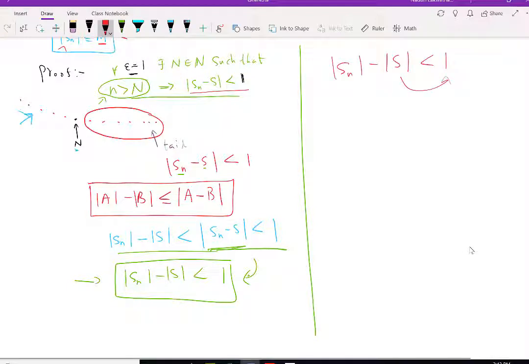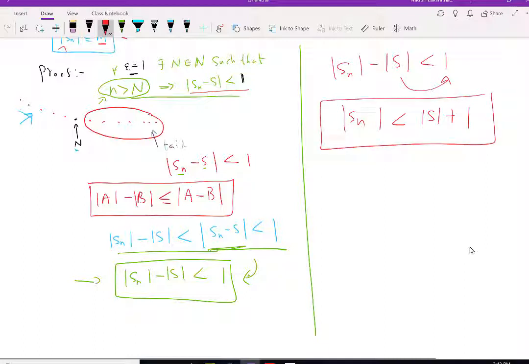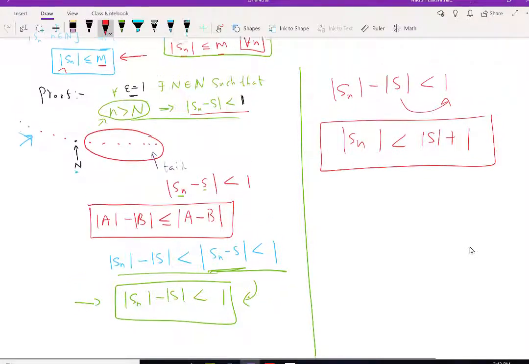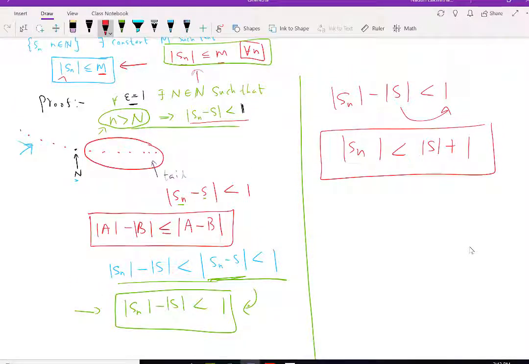Let's take this S to the right hand side of the inequality. So it becomes addition, so it's absolute value of S plus 1. Alright, here we go. Wait a sec. Now this inequality looks like exactly what I want, right? Or in simple words, can I take my capital M to be absolute value of S plus 1? What do you think?